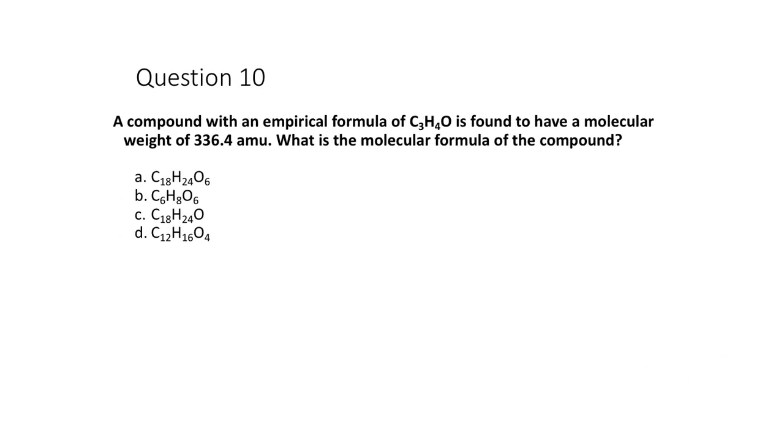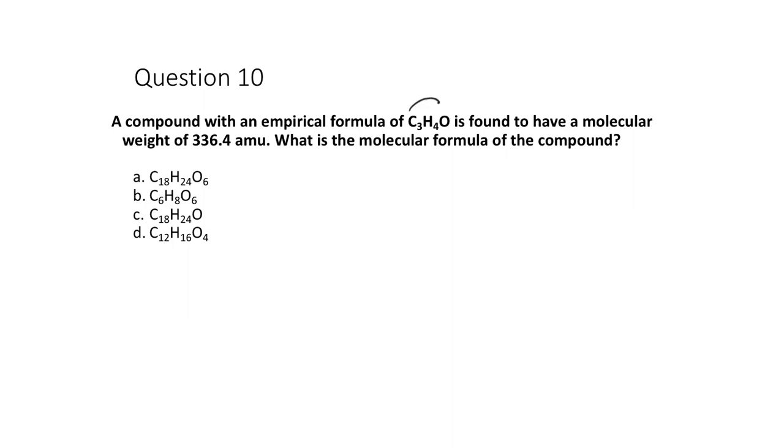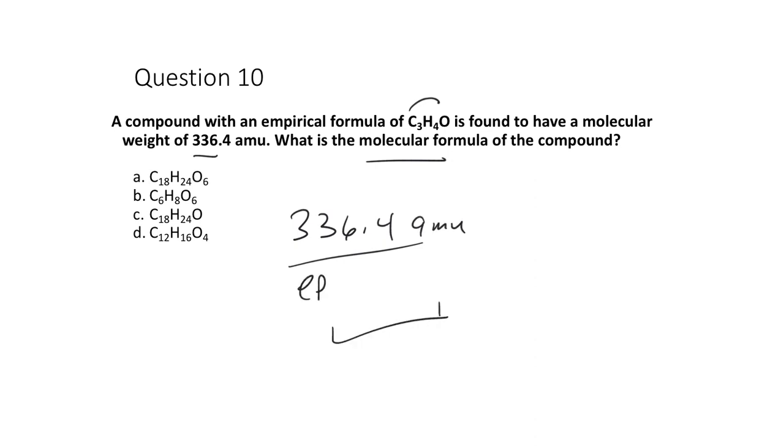So we find the empirical formula of a compound, C3H4O, and we know it has a molecular weight through some other experiment of 336.4 AMU. What is the molecular formula of this compound? So we just need to find the number of multiples. I take my 336.4, and I'm going to divide this by the formula weight of the empirical formula.